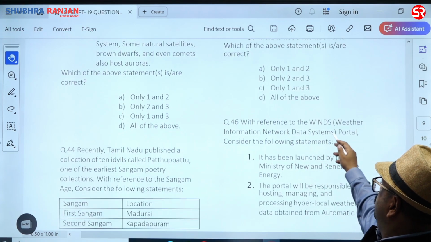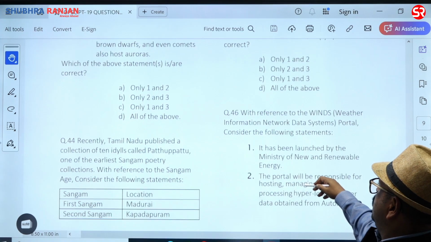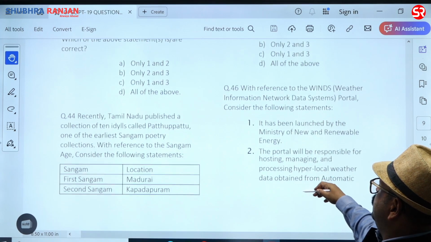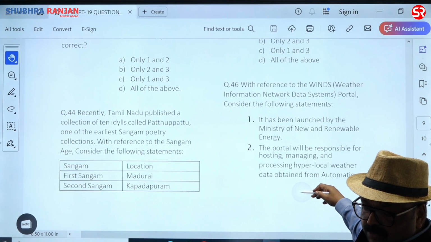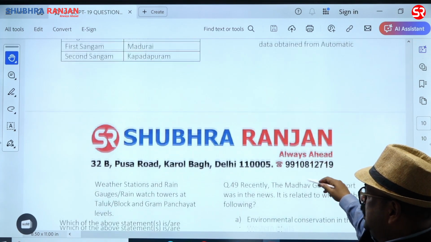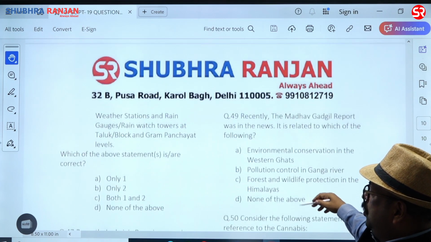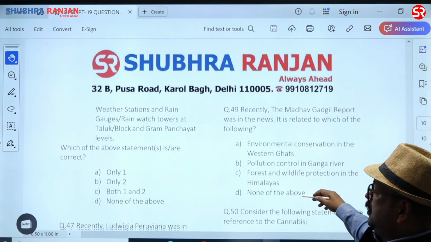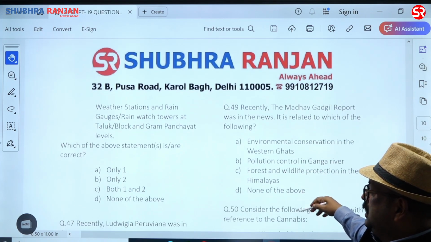With reference to the WINDS Weather Information Network Data System portal, consider the following statement. Question number 46. Answer is B, 2 only. So correct statement देखना है, दो सही है, एक गलत है बच्चे.